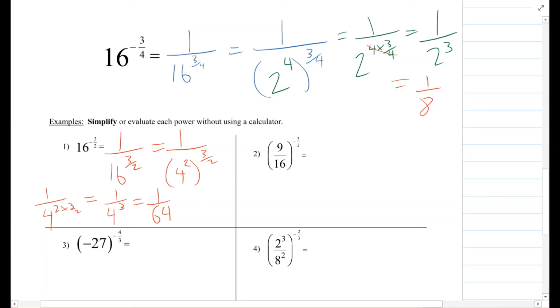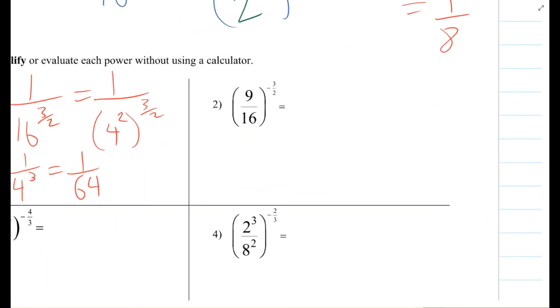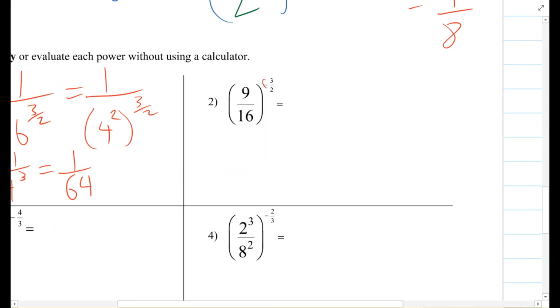Okay. Hands up if you got that. Good. That's pretty good. Okay, next one. So next one, negative exponent. How are we going to fix that? Flip the fraction. Okay. Now it's just like what we did yesterday.